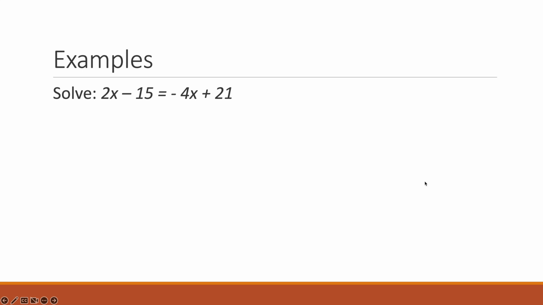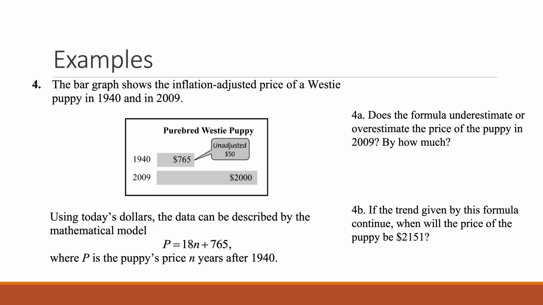Okay, another example. Go ahead, give this a try. Okay, so again, this time it's opposite side, opposite operation. We're going to add 4x to both sides. That gives me 6x minus 15 is 21. Add 15 to both sides. 6x is 36. Dividing by 6, x is 6. Okay?